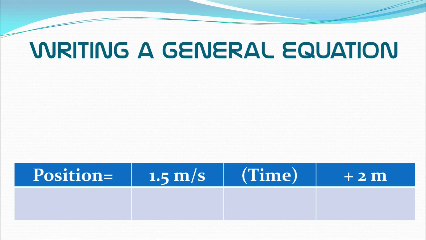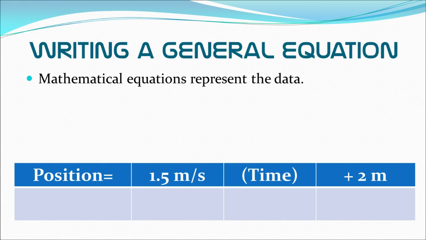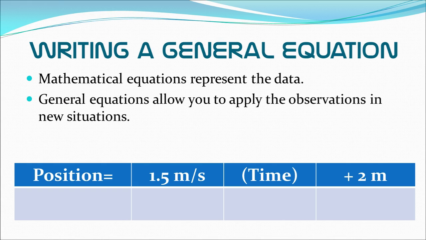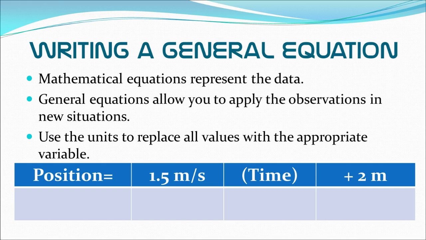Once we have our mathematical equation, we can start to generate a general equation. Mathematical equations represent just the data that we're looking at in our lab or experiment. General equations allow you to apply the observations in new situations. This is how formulas that we use in physics came about. We're going to use the units to replace all values with the appropriate variable. If a variable is already represented in the equation, we just drop it straight down.